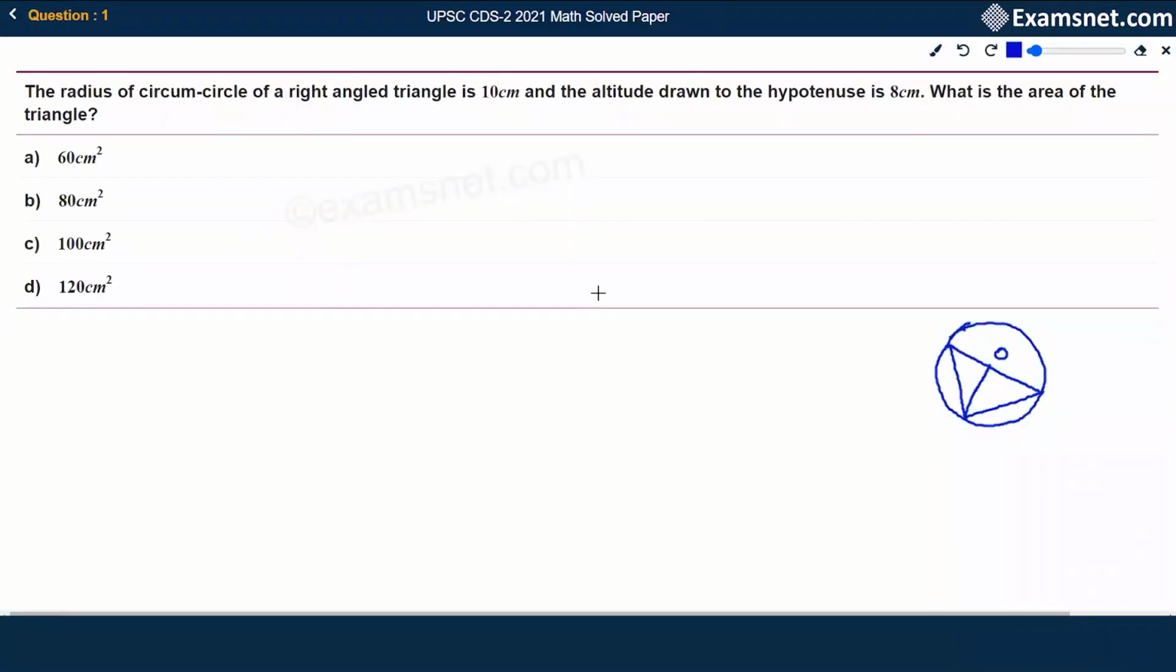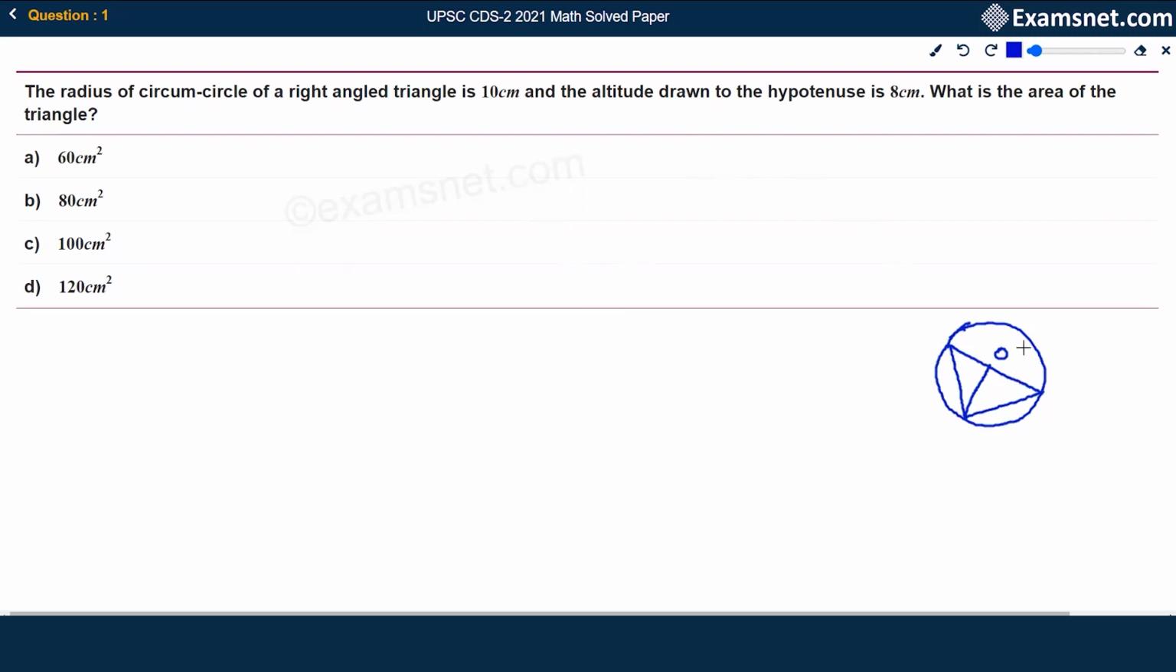In question number 1, it is given that the radius of the circumcircle of a right angle triangle is 10 centimeter and the altitude drawn to the hypotenuse is 8 centimeter. What is the area of the triangle? I have already drawn the diagram.